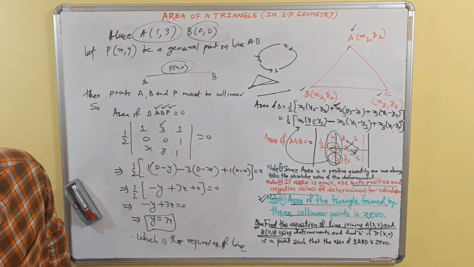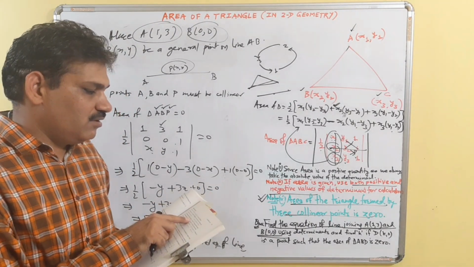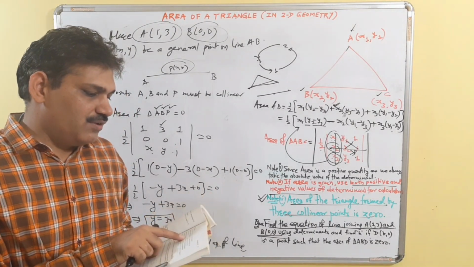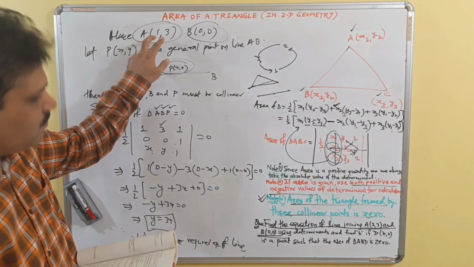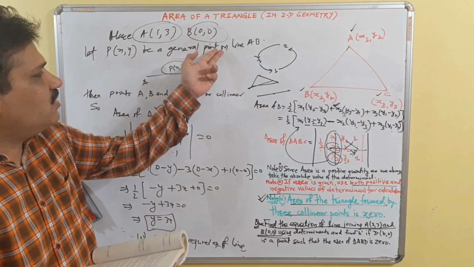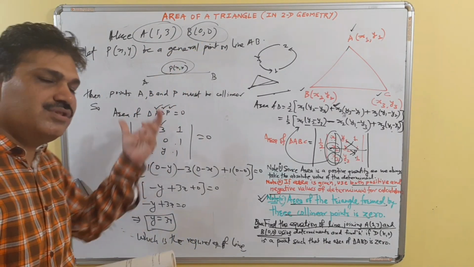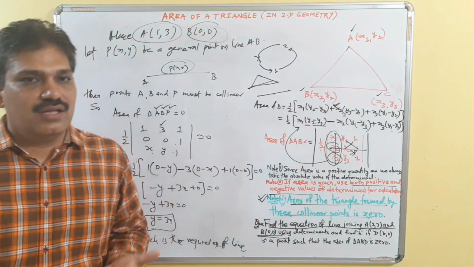With the help of this, we find the equation of line joining any 2 points. Our question number 4 is similar to this. Find the equation of line joining the point 1 comma 2 and the point 3 comma 6 using determinant. So our A is 1 comma 2 and B is 3 comma 6. Let P be a general point, so area of APB is equal to 0. You will get a relation between x and y, and that will be the equation of the required line.